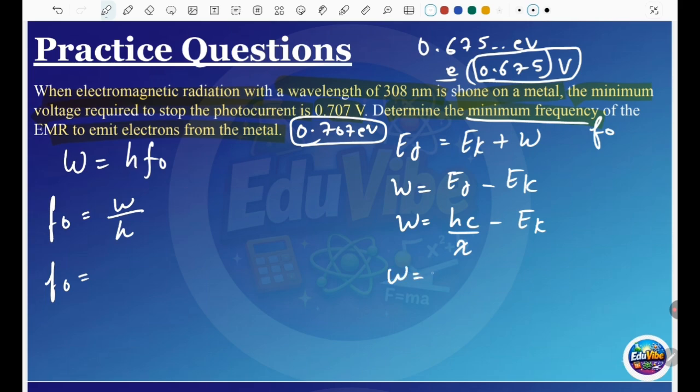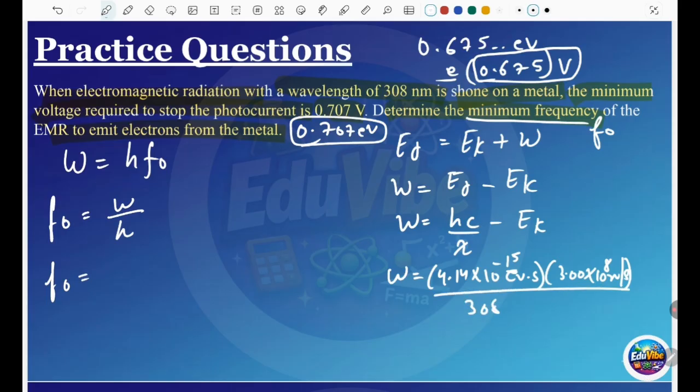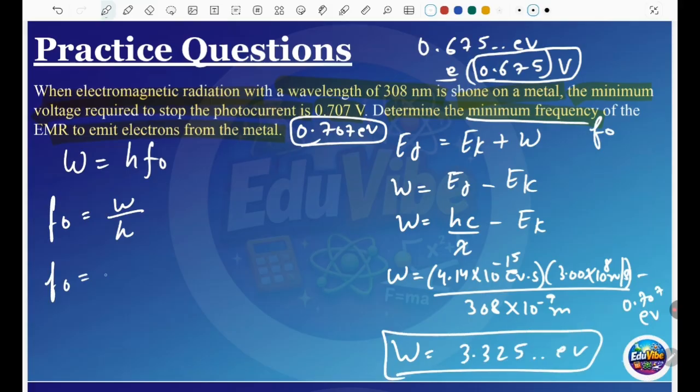Now put the things in. For the stopping potential graphs, we always use the EV dot second value of H, which is Planck's constant, 4.14 times 10 raised to power minus 15 EV dot second, times 3.0 times 10 raised to power 8 meter per second, divided by the wavelength 308 times 10 raised to power minus 9 meter, minus 0.707 EV. When you solve this, you get 3.325 EV. You get the W in EV.